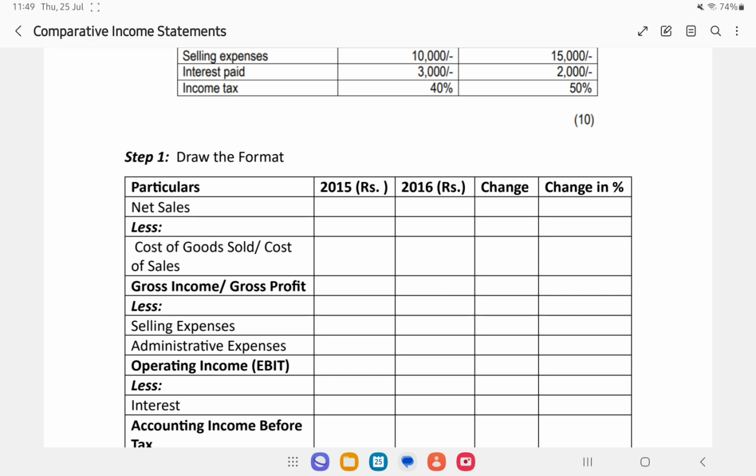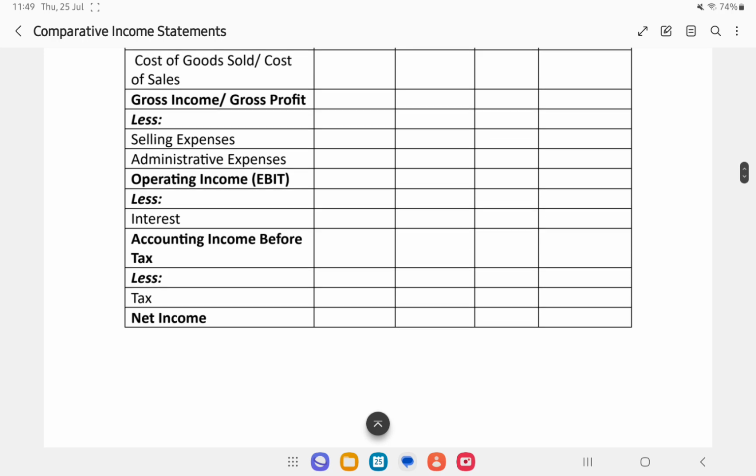So first you have to draw the format. Please understand the format. What is happening here? From net sale, when we deduct the cost of goods sold, we get gross profit. From gross profit, we have to deduct selling expense, administrative expense, and if there is general expense also, we will get operating income. And from the operating income, when we deduct interest and tax, see here we have not mentioned anything about indirect income and indirect expense. Why? Simply because the question doesn't speak anything about indirect expense and indirect income.